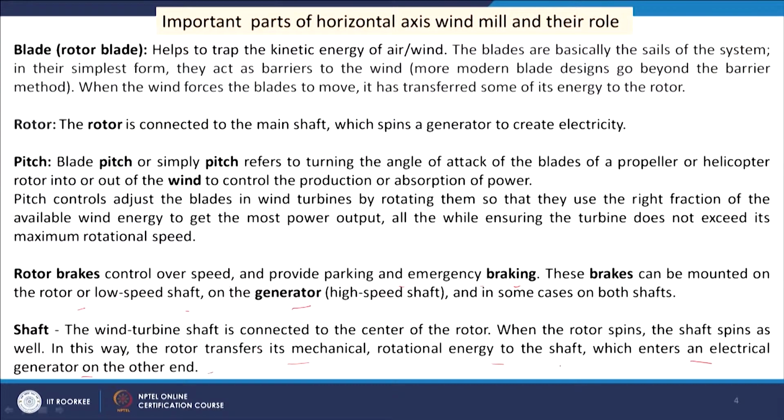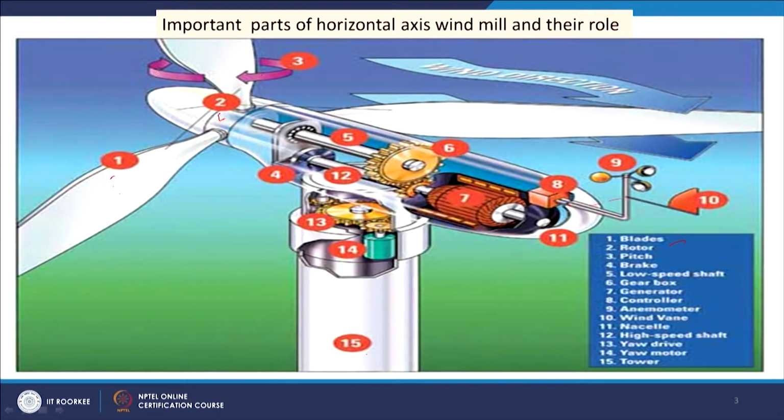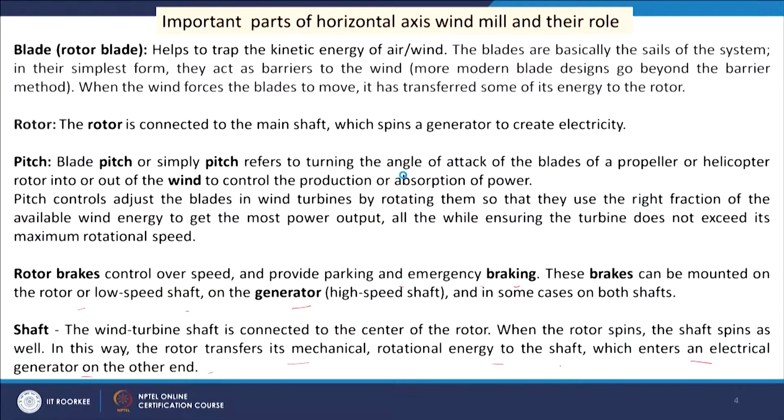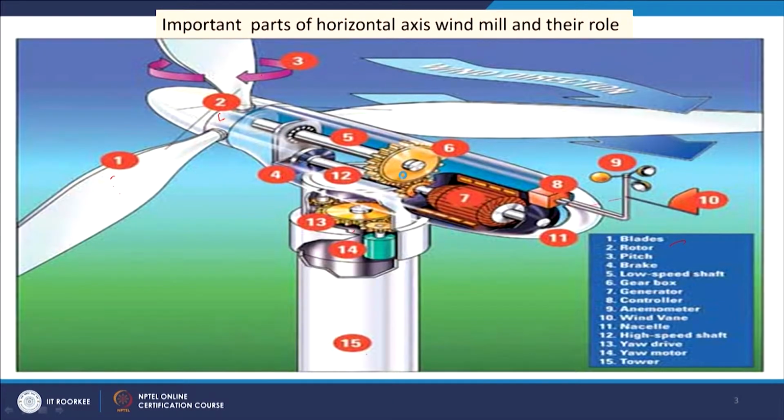So, when the wind direction changes, the total assembly will necessarily move in that direction, and this yaw drive will help for this movement. So, these are the different parts of the horizontal axis windmills. This yaw drive helps to move the blade, and then this wind vane helps to decide in which direction this movement should be, and this control unit performs this job by its control mechanism.